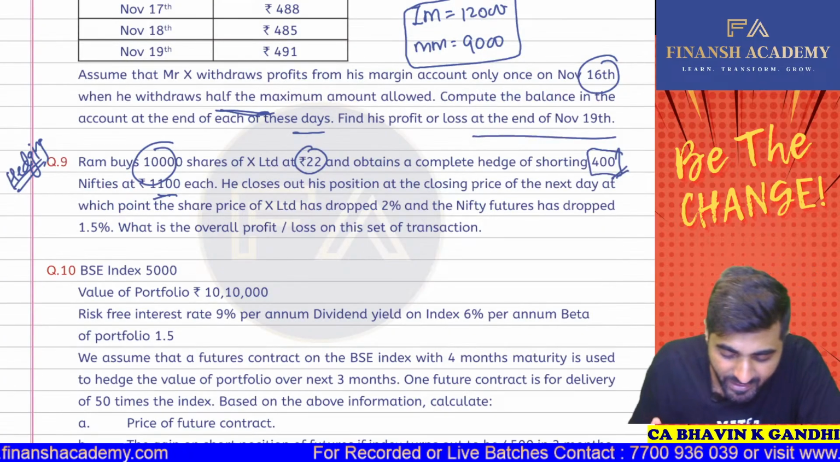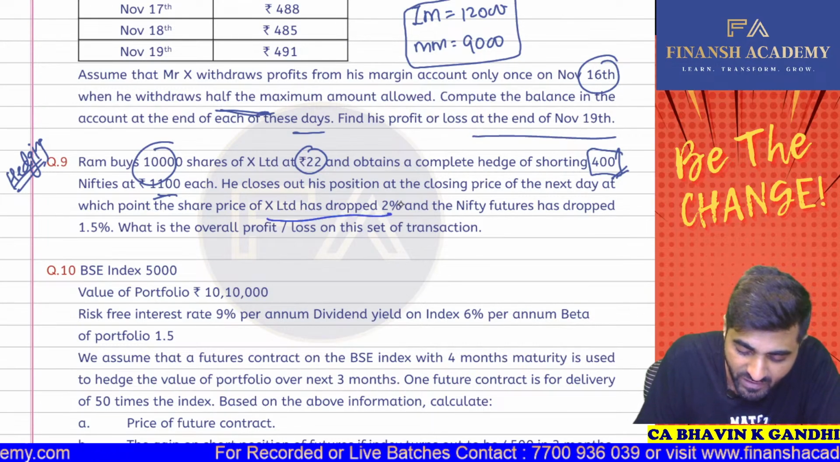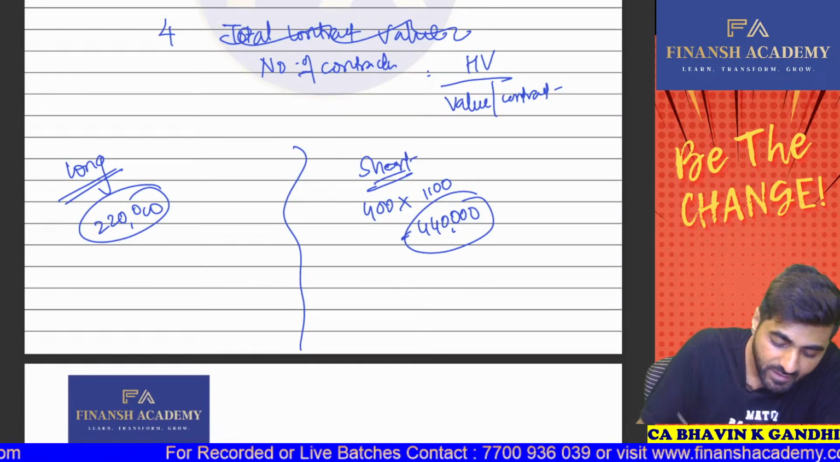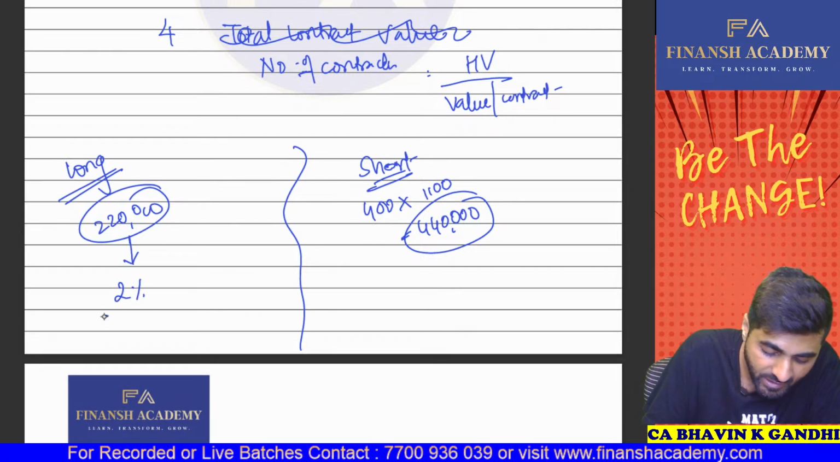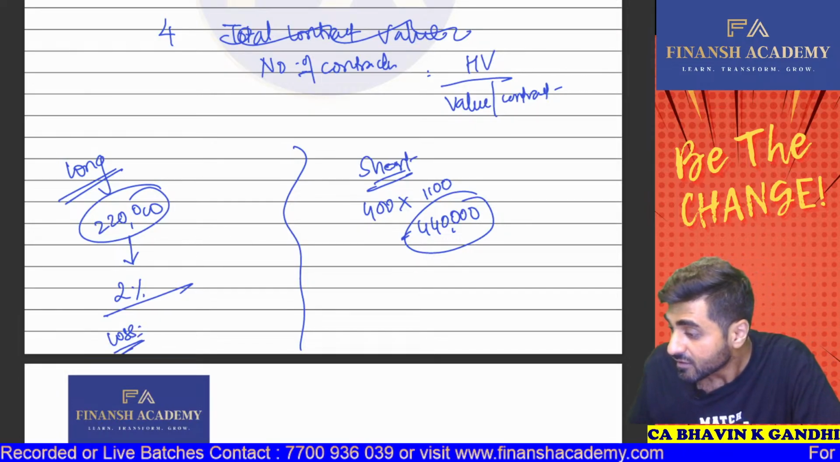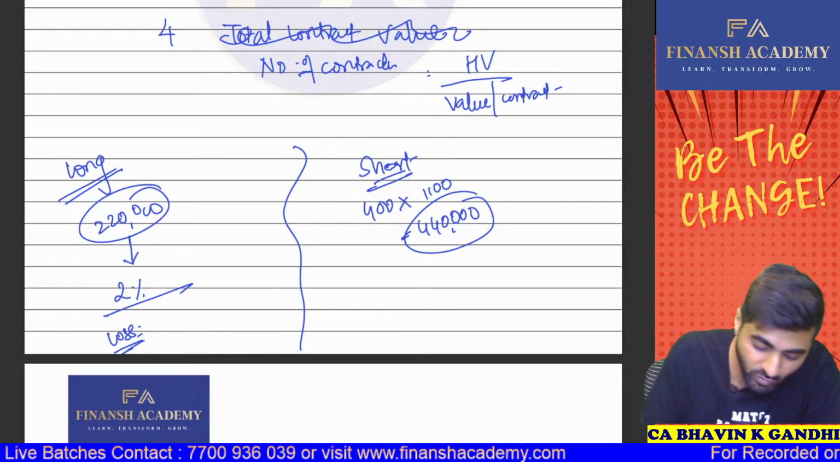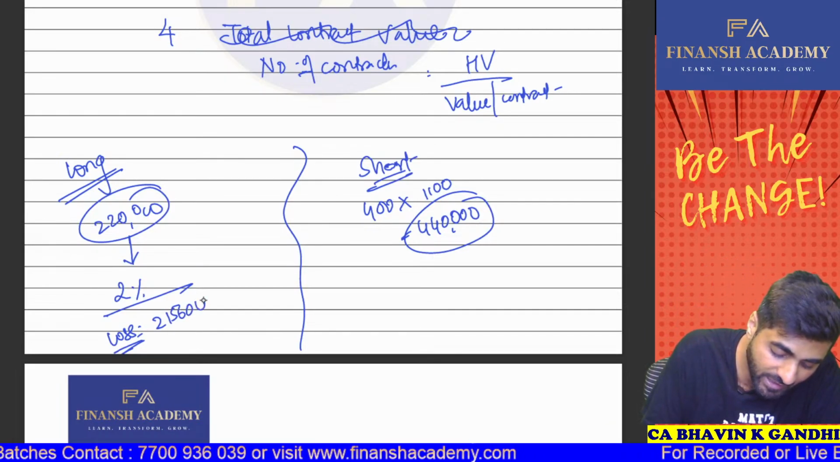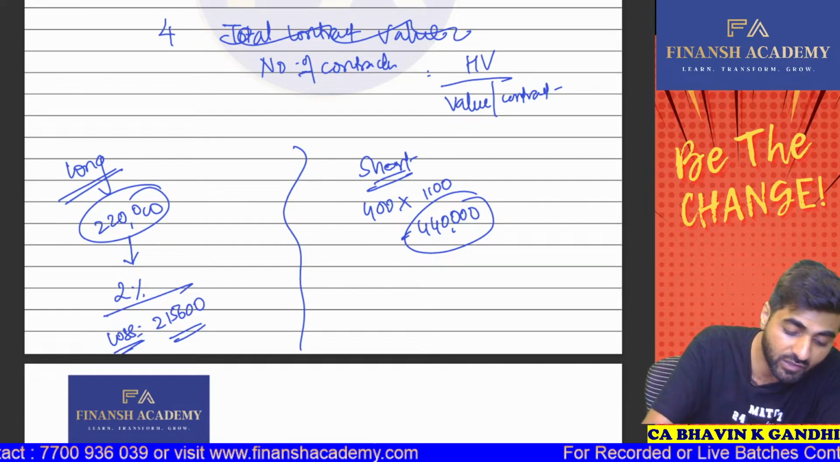Now, my dear students, the price of the share has dropped by 2%. So this price is dropping by 2%, and you will immediately say there is a loss here. Okay, no problem. What is the loss here? From 2,20,000, I'll subtract 2%. So this will give you 2,15,600. There is no problem regarding the same. This is 2,15,600, and I'm shorting 4,40,000.